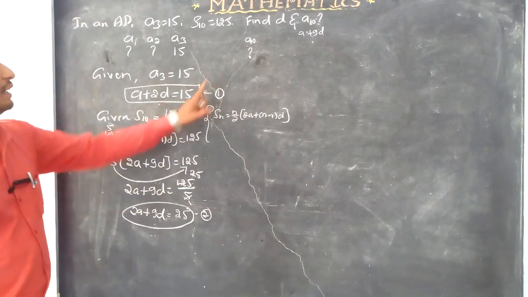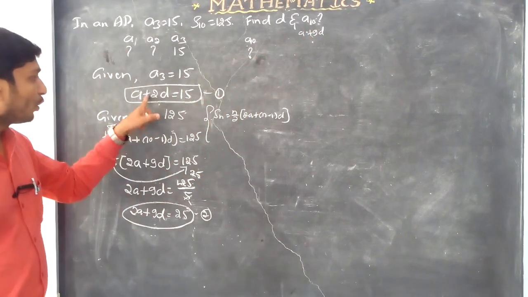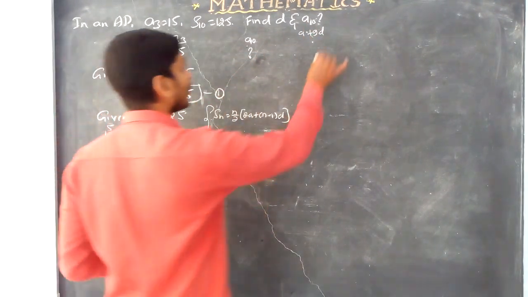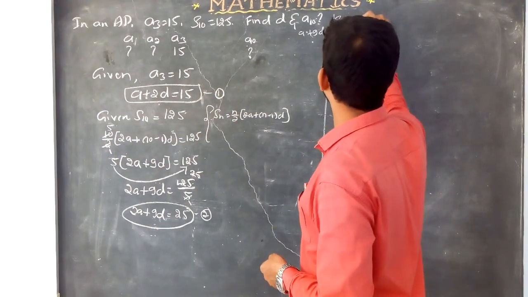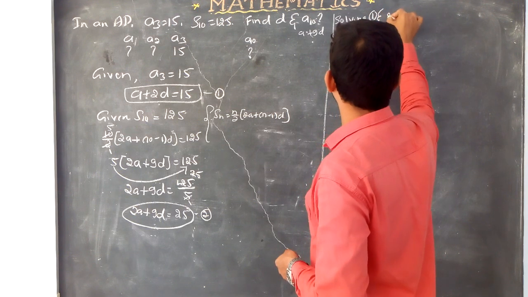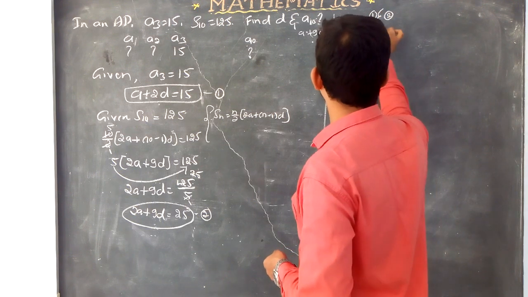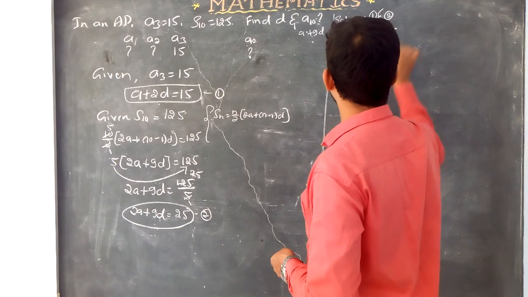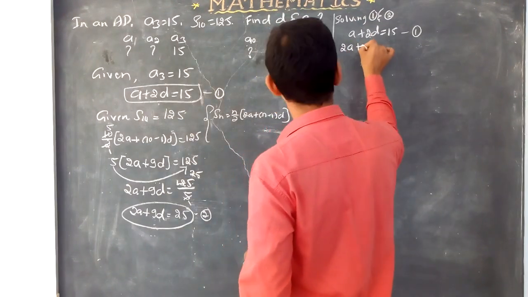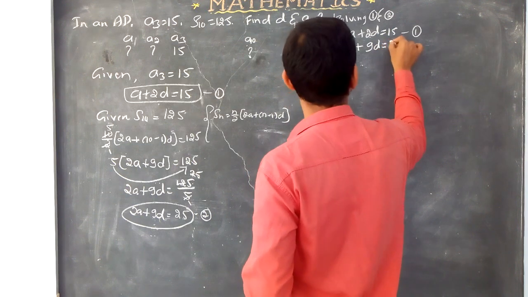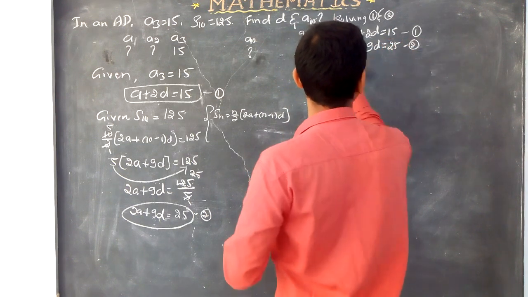Now we need a and d. We have got two equations in two variables. If you solve those two equations, you will get the answer. So solving equation numbers 1 and 2. What is there in equation number 1? a plus 2d is equal to 15. That is equation number 1. Equation number 2 is 2a plus 9d equals 25.